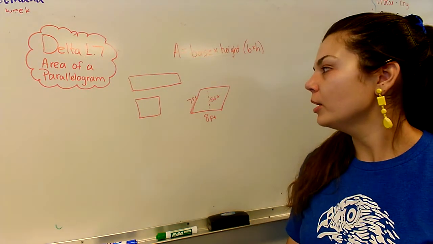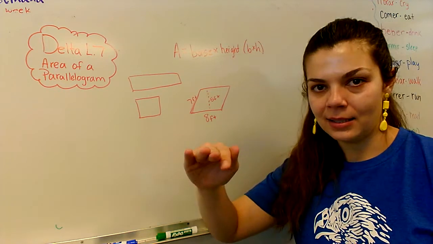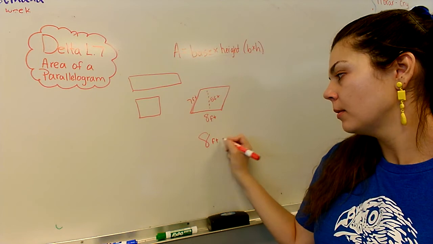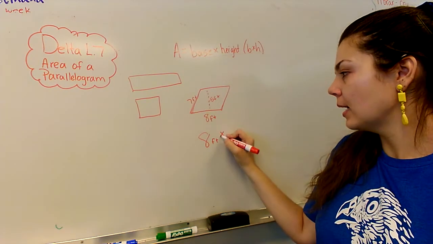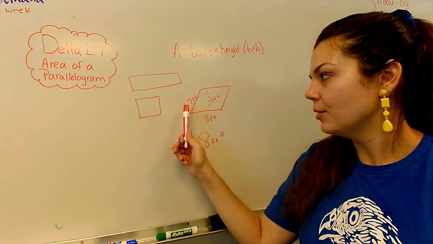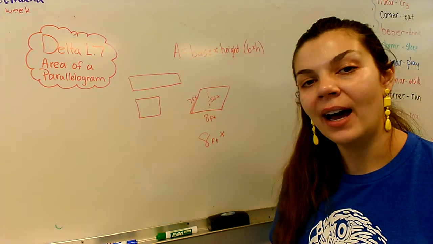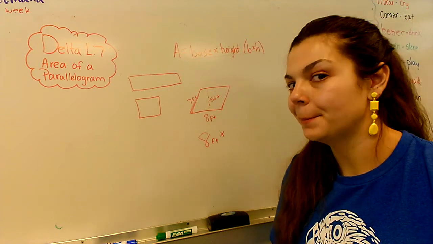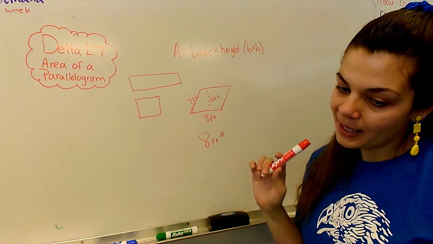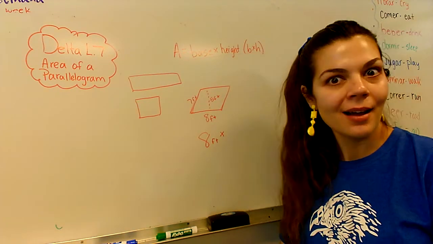Alright? So if we're looking here, what's our base? Our base is our bottom. 8 feet is our base. Now, base times height. This is where they're trying to get you. Is your height the 7 or is your height the 5? Your height is the 5 because the height is always perpendicular to the base.